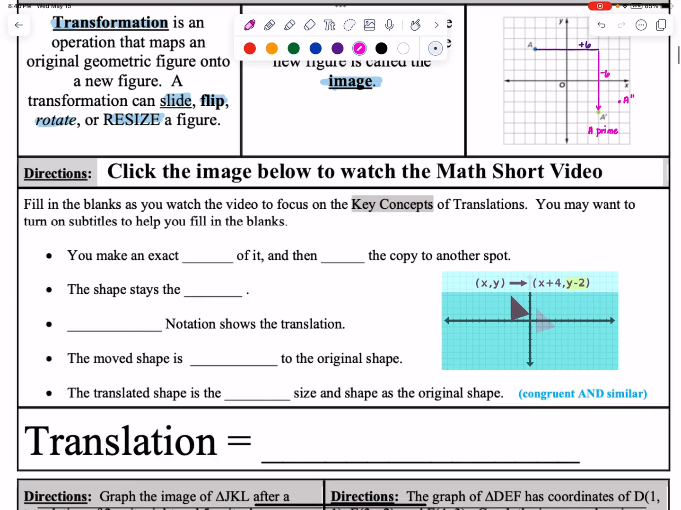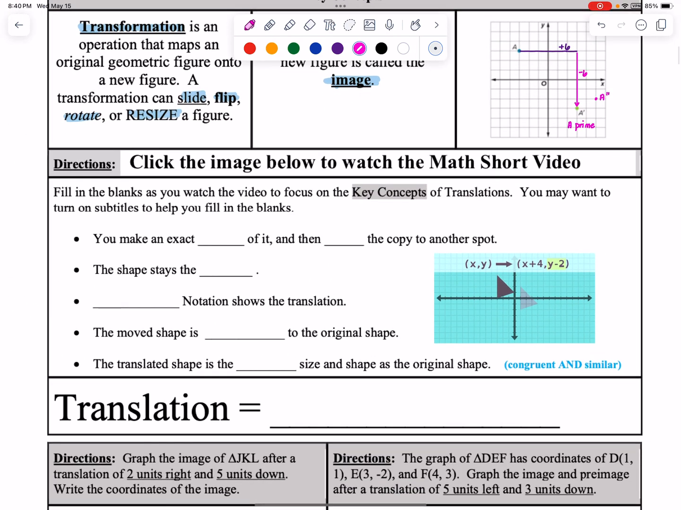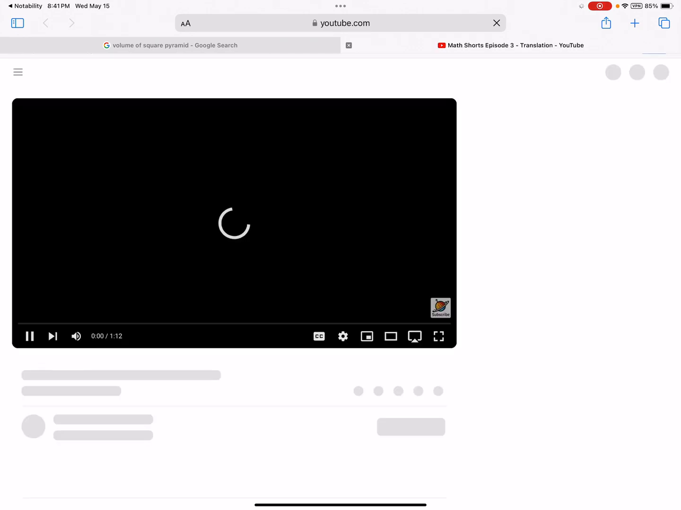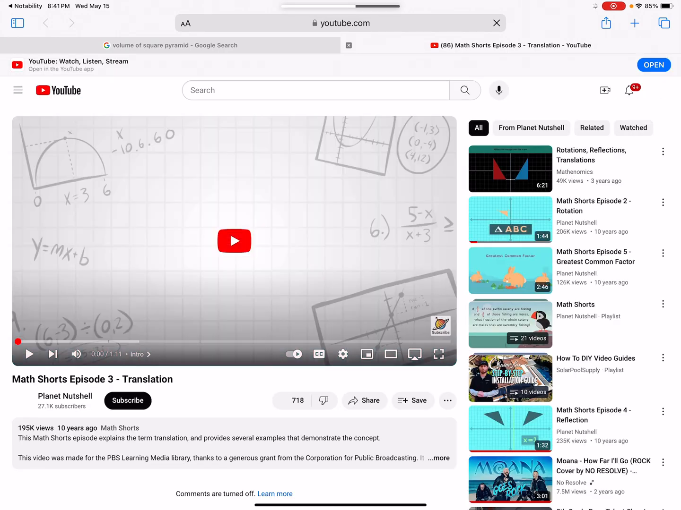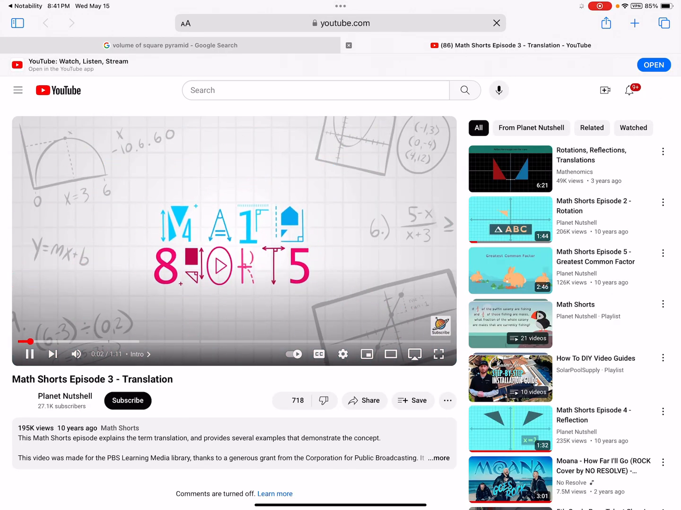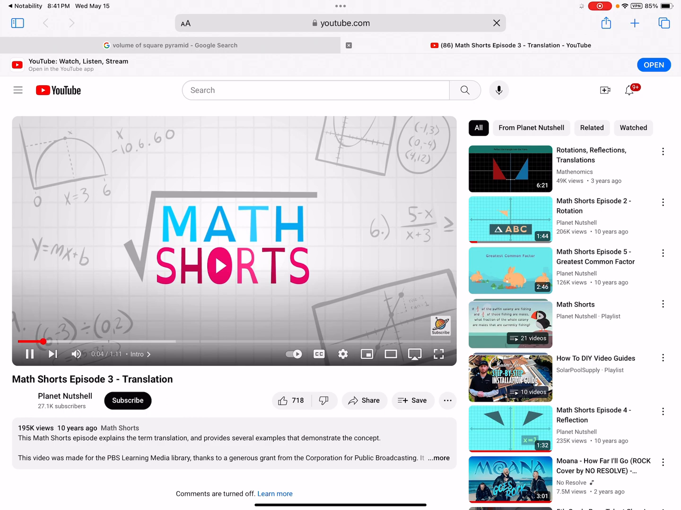Okay, so let's go ahead and head here. It says click the image below to watch the math short video, and we're going to fill in the blanks while watching the video. Okay, so what you're going to do is go ahead and tap it. It says open in Safari, and let's go ahead and take a look at this video to get a little bit of insight into translations, if it ever loads. There we go. Okay, we'll go ahead and hit play, see if there's anything else. That's a short 1-minute video. Math Shorts.